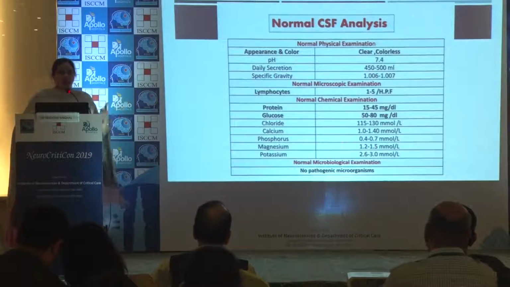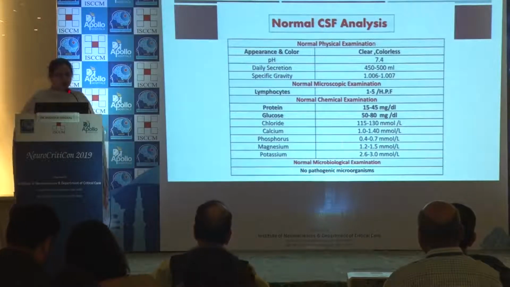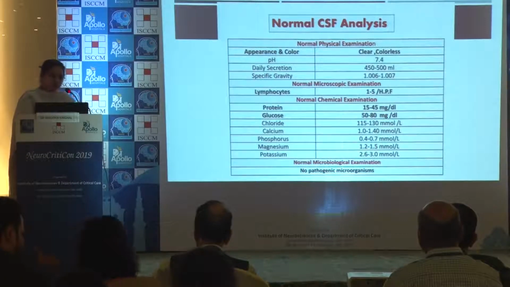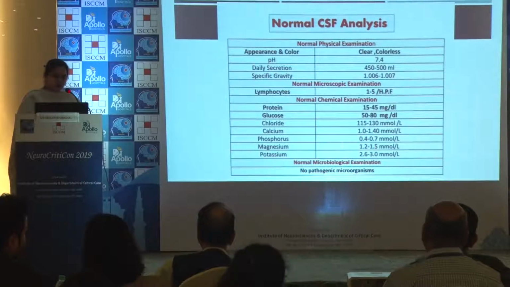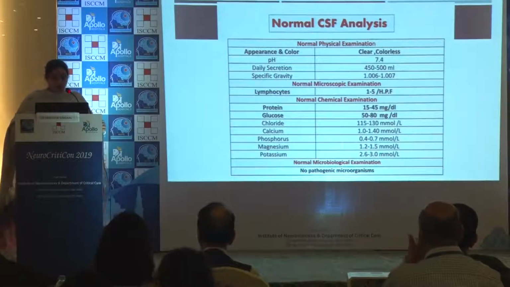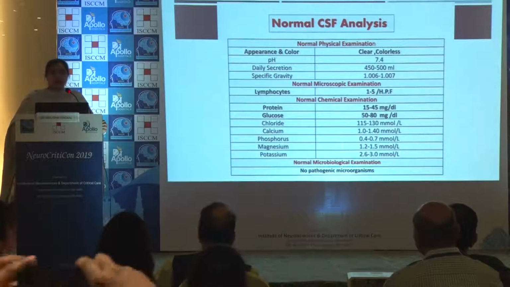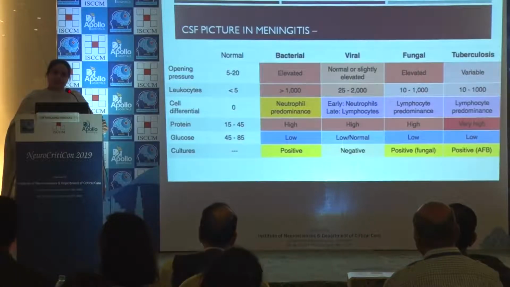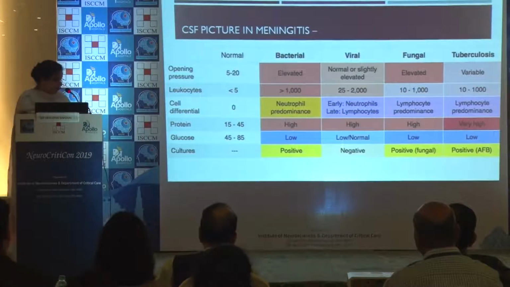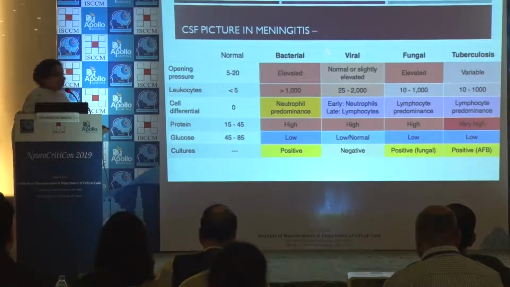So this is what a normal CSF picture is like. You have a pH of 7.4 with a specific gravity of 1.006 to 1.007. Normally, there are 1 to 5 cells, all of them lymphocytes. Proteins are 15 to 45. Glucose is usually 50 to 80. And there are no pathogenic microorganisms on microbiological examination. And this is the CSF picture in meningitis, something which was really important for you to see. We'll talk about each of them in detail.